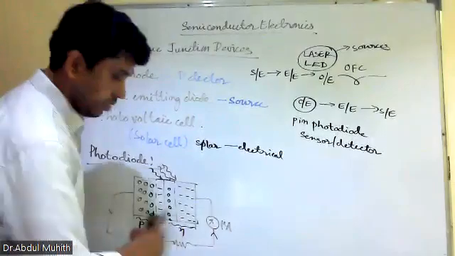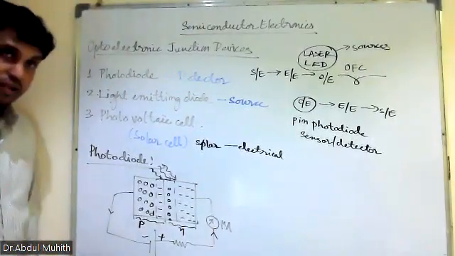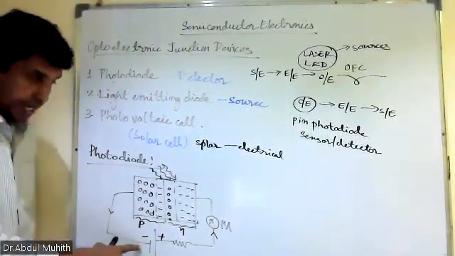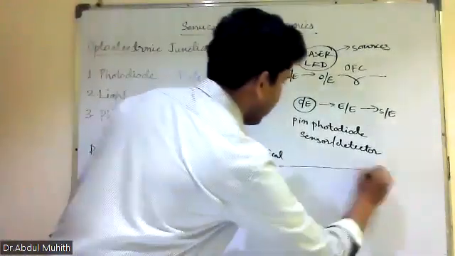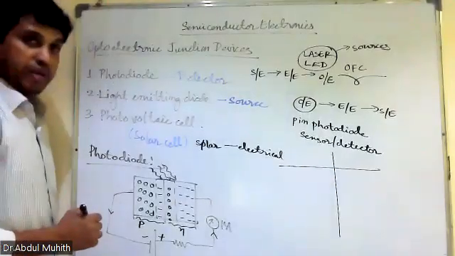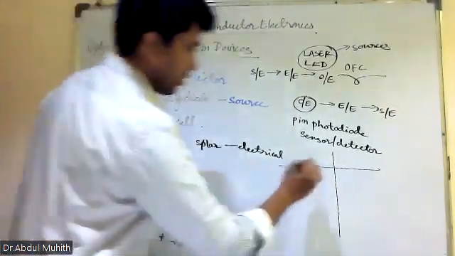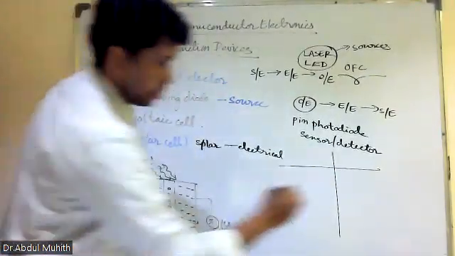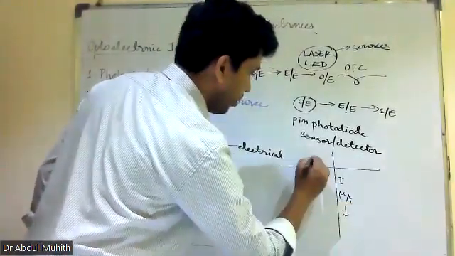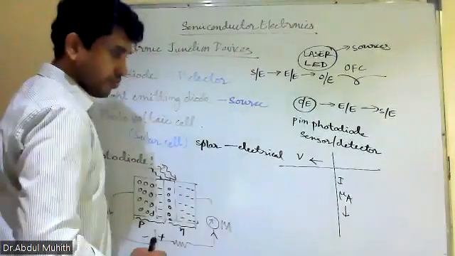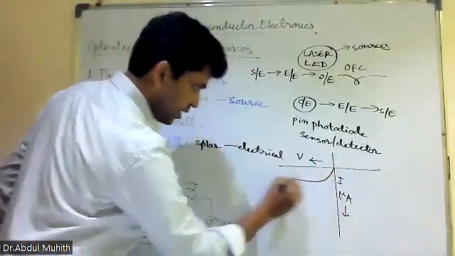Now what we have done, is it in forward bias or reverse bias? Reverse. Very good. So P is connected to negative, N is connected to positive. Then that is reverse bias. So what is happening now? We will draw the reverse bias characteristics. In reverse bias characteristics, this axis is current in microamperes, and this is voltage, potential difference in volts.